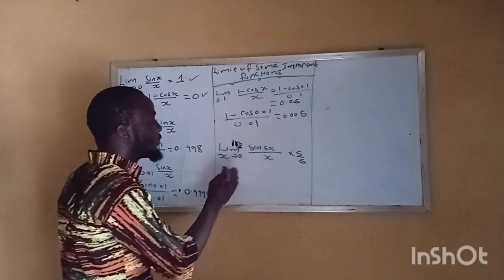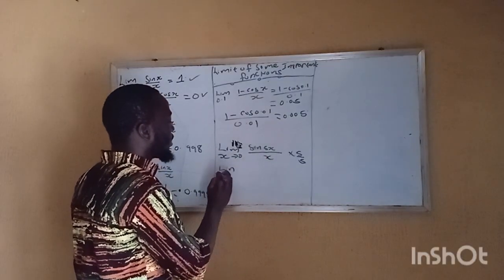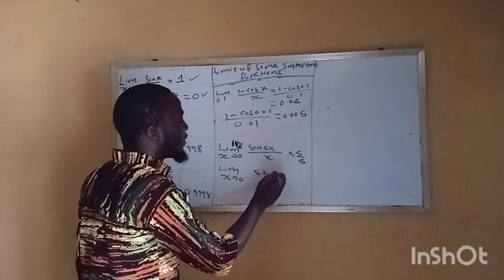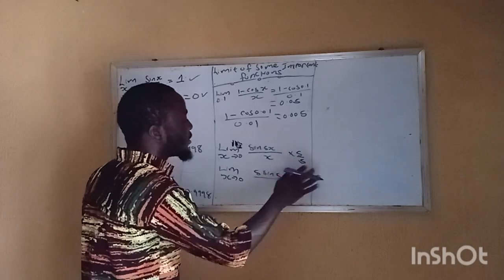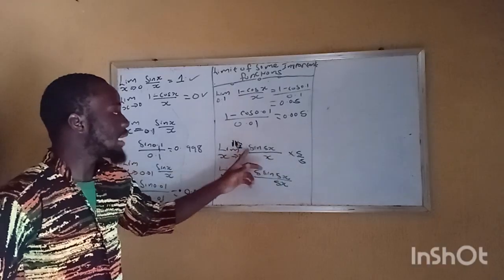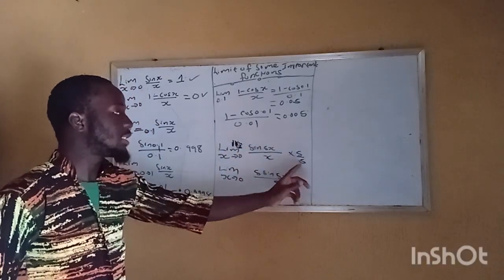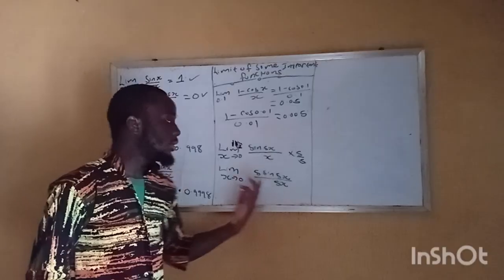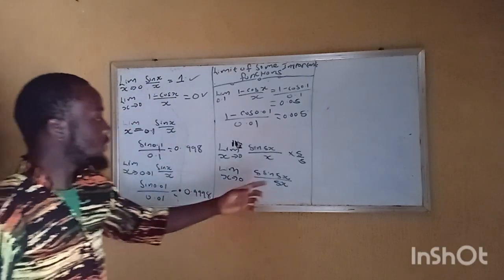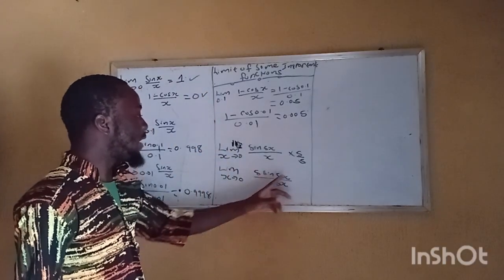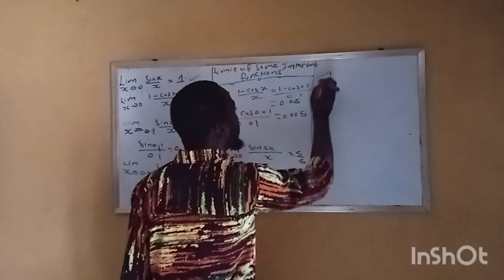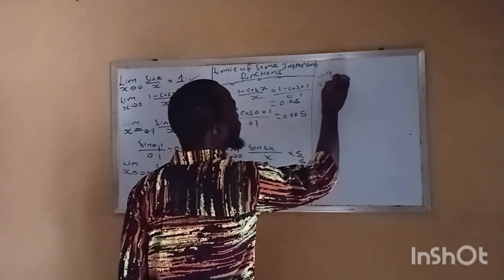Then I can now say the limit as x tends to 0 of 5 sine 5x all over 5 times x, which is 5x. Can you see it? 5 times sine 5x gives me 5 sine 5x. 5 times x gives me 5x. Now don't forget that sine x over x is equal to 1. Now I have sine 5x, 5 sine 5x over 5x. Remember, sine 5x over 5x means the limit as x tends to 0.